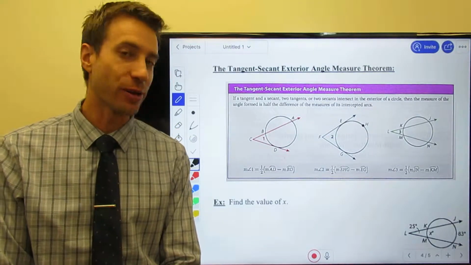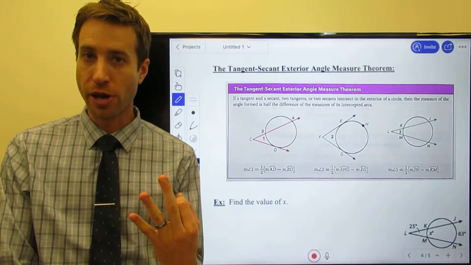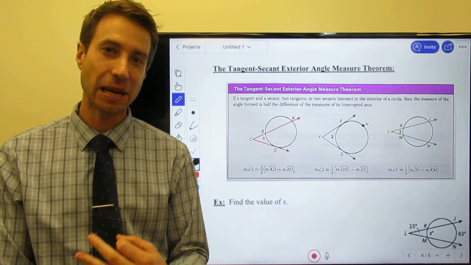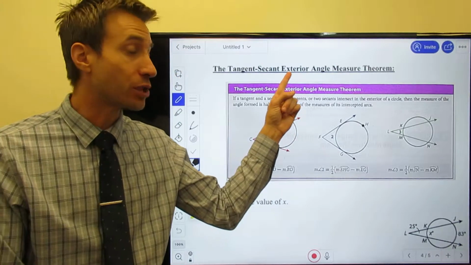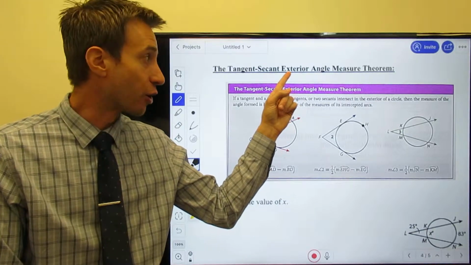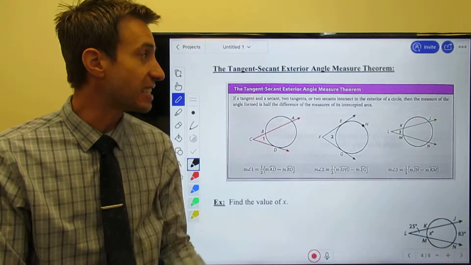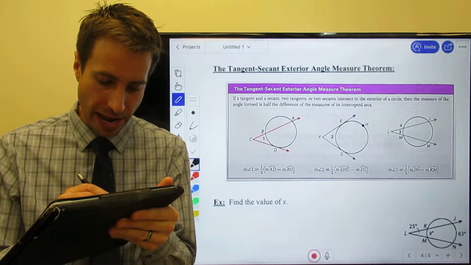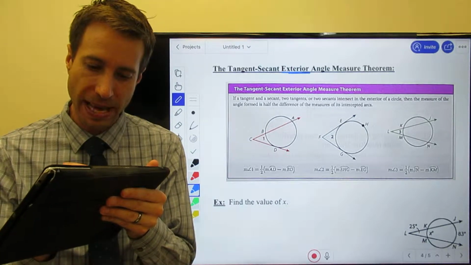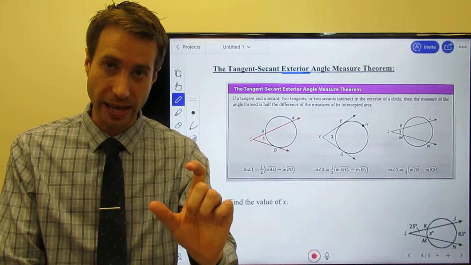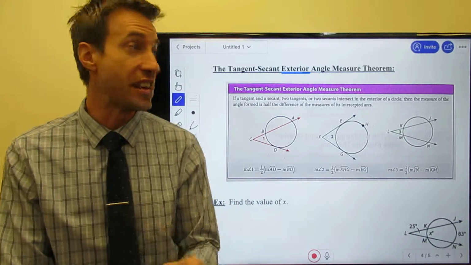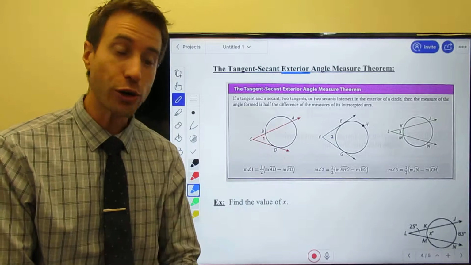What we're going to do here now is take a look at our third theorem for finding missing angles inside of a circle. However, this time it's going to be the exterior angle measure. So this will be the tangent, secant, exterior angle measures. On the last page of the notes, we looked at the tangent, secant, interior angle, where that angle was on the inside of the circle. Now it is the exterior angle, and you'll recognize them.